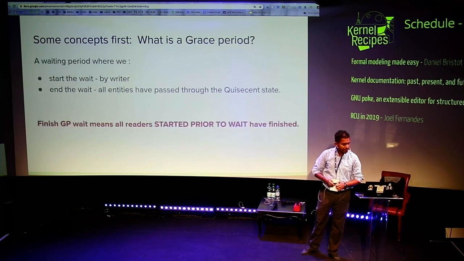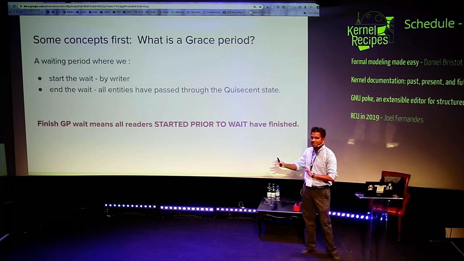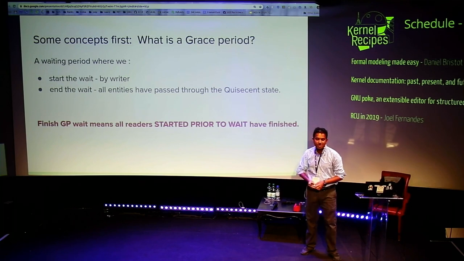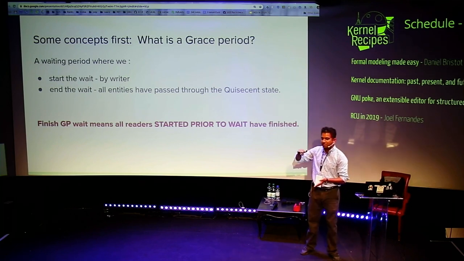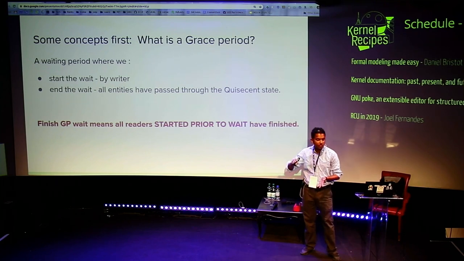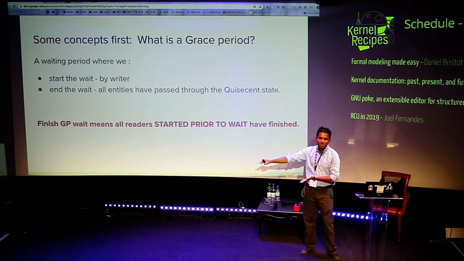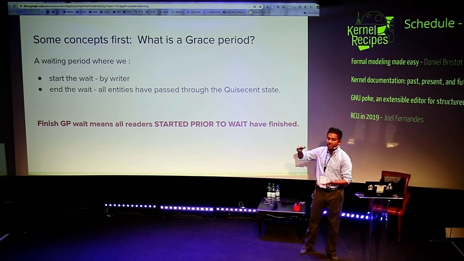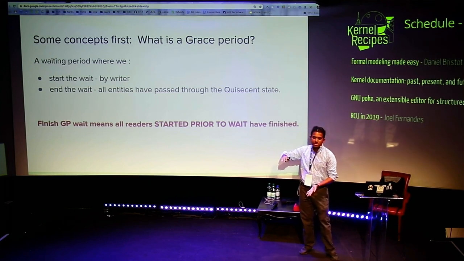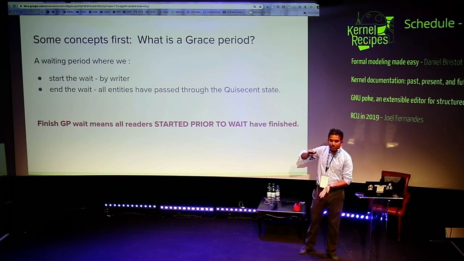So if you put the last slide and this slide together, this implies that if you wait for a grace period, you would have waited for all readers that started before the wait started to finish, because you have waited for all the CPUs to pass through the quiescent state, and quiescent states are impossible in RCU readers. You would have waited for all RCU readers. So that wait is called a grace period.